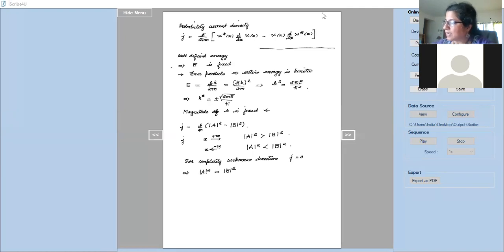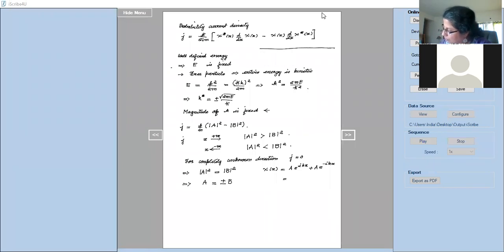So that is essentially your solution. Your solution is that your mod A square must be equal to mod B square, which means that your A can be either plus or minus B, okay? So your solution thereby, your chi of X can be A e to the power of iKX, all right? Then you can have either plus A e to the power of minus iKX, all right?